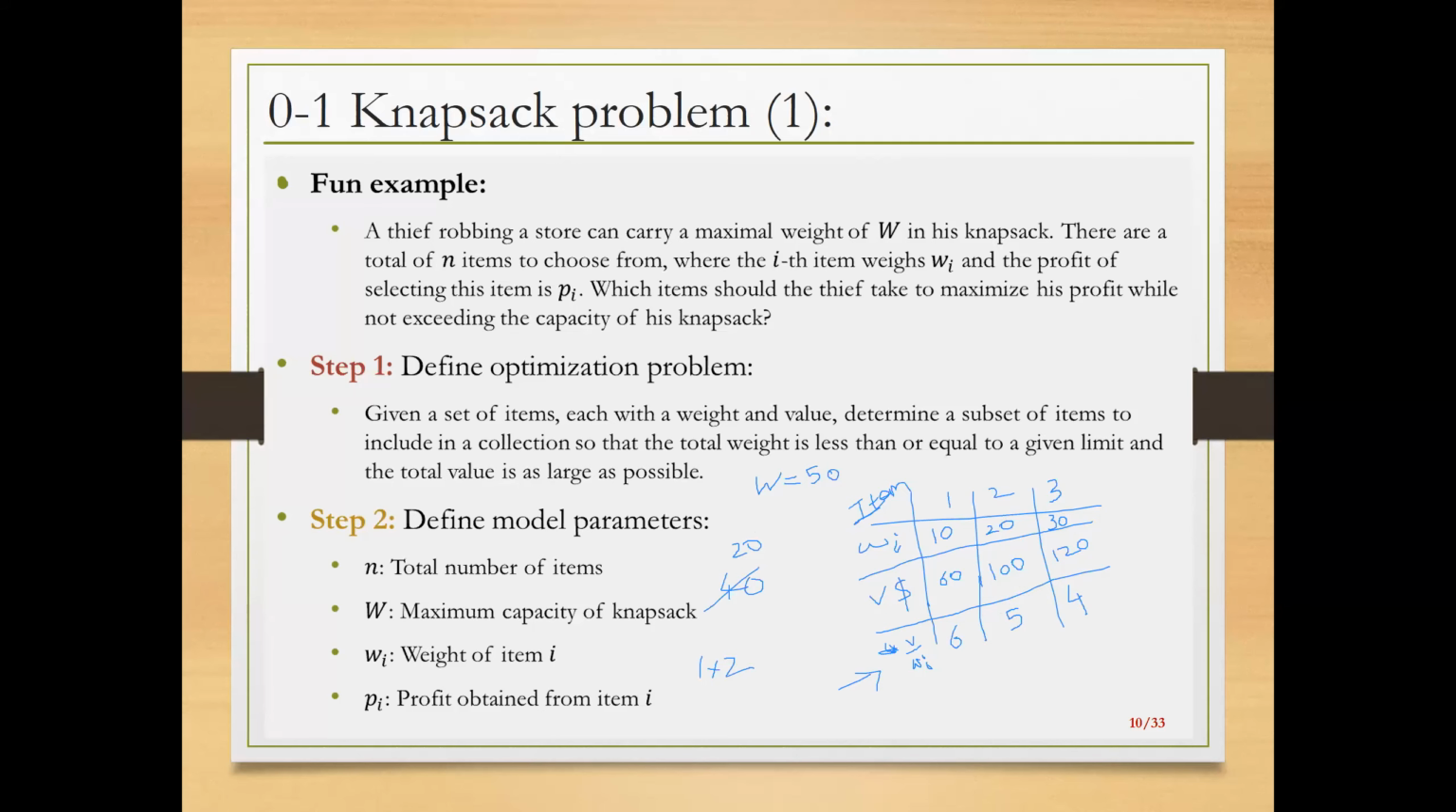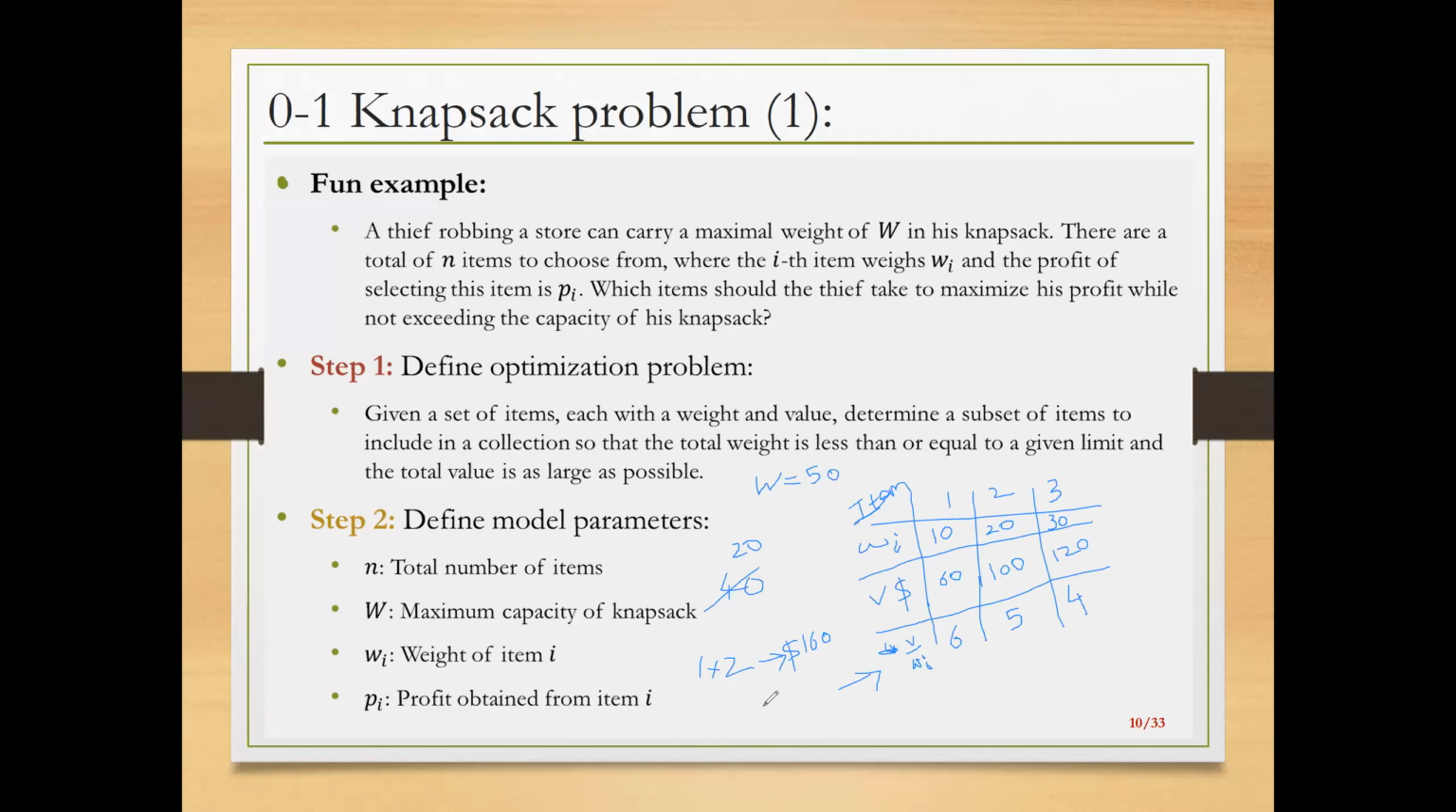And therefore I cannot carry it. So the maximum that I can carry would be item 1 and 2. And that would be a total weight of 30 and a total value of 60 plus 100, which is equal to $160. Am I right?